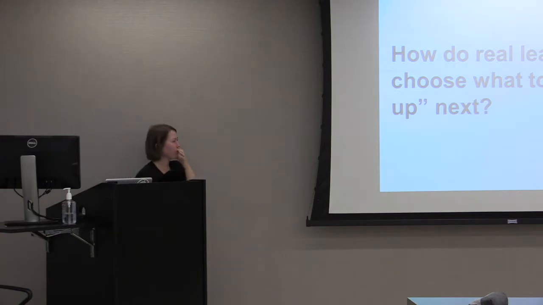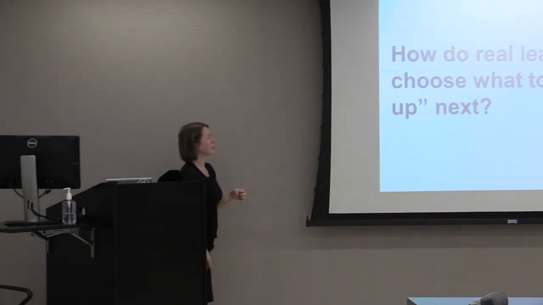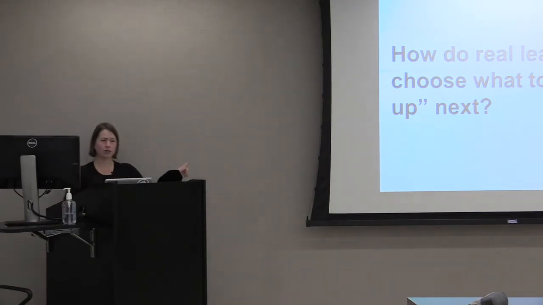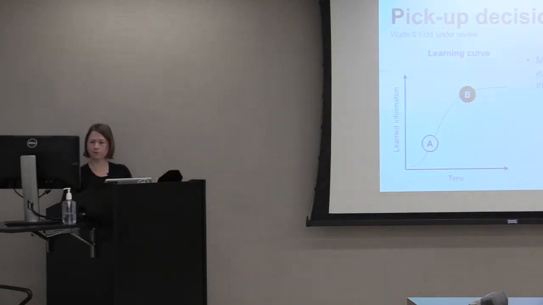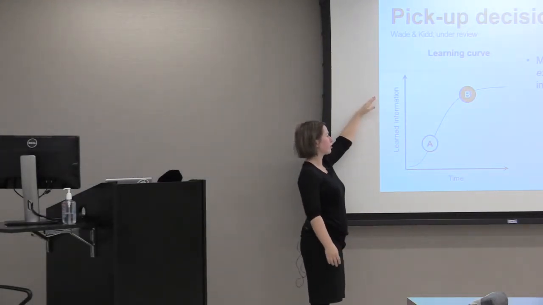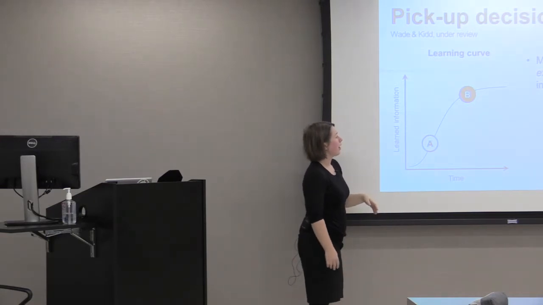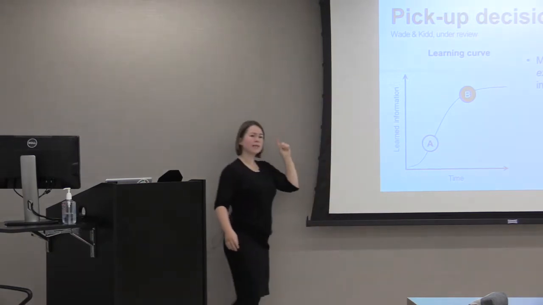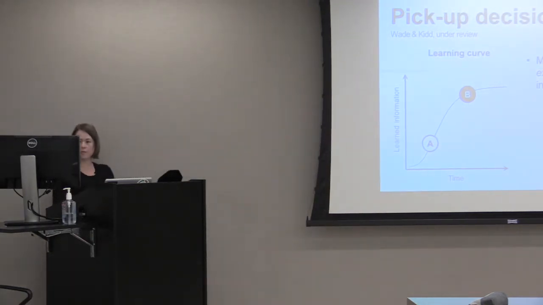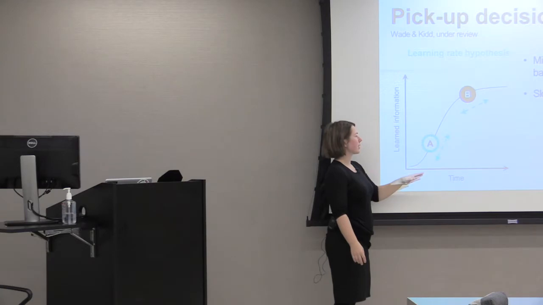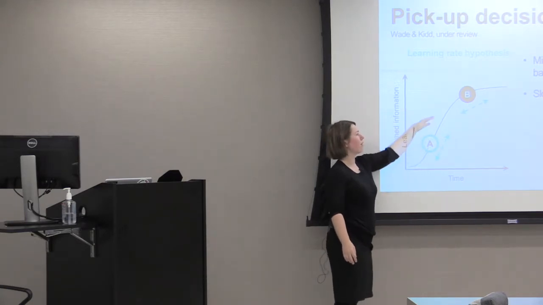Another area that we've been exploring that was inspired by that theoretical model is looking at how real learners choose what to pick up next. This I described as the decision process in the theoretical model. So I'll remind you again that there's this learning curve. This is all the information you could learn about an object, and this is time. Let's say you have two possible objects, object A and object B. The way that the model I described to you works is that the model picks based on the expected rate of information. I'll call that the learning rate hypothesis. So basically, that's formally the slope of the learning curve.